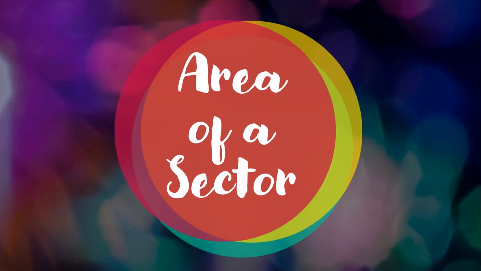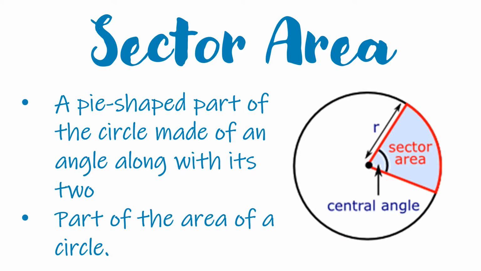Let's look at the area of a sector. A sector is a pie-shaped part of a circle made of an arc along with its two radii. Sector is part of the area of a circle. So think about it as either a piece of pie or a piece of pizza. The shaded area is known as the sector.